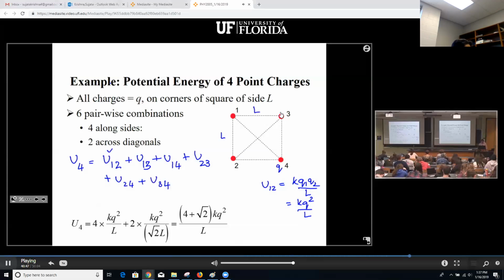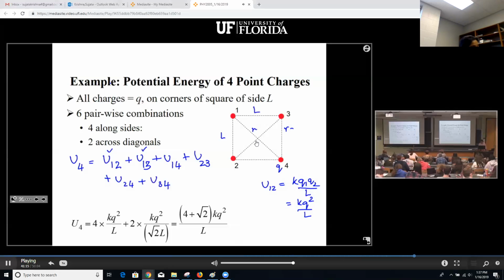Since all these charges are Q, anything else that's a distance L away will also give me exactly this value. So U13 is here, Q times Q, Q squared, divided by the same L, so that's exactly the same term. Yeah, so I'm going to put a little check mark above these. These are the same type of terms. Now U14, that's different. That's this diagonal distance.